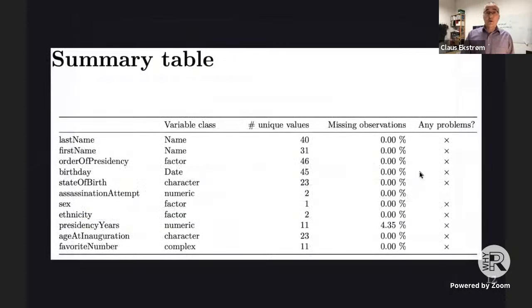So the next page of the output PDF file gives a summary of each of the variables. Here we have the variable names, the classes, the number of unique values that is present for each of the variables, and also the percentage of missing. And if you have a cross in the right-hand column here, that means that there is a potential error, not necessarily a problem or an error, but a potential error that a human being should consider at one point to check whether or not it's actually a problem.